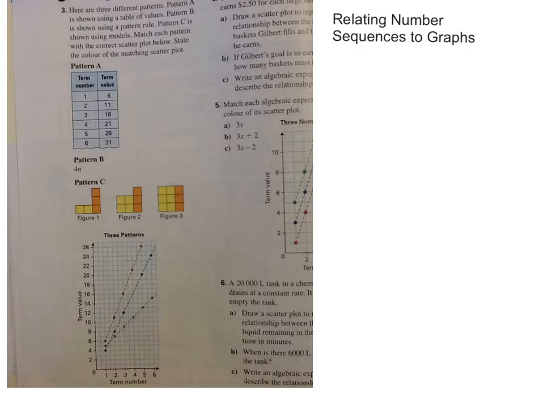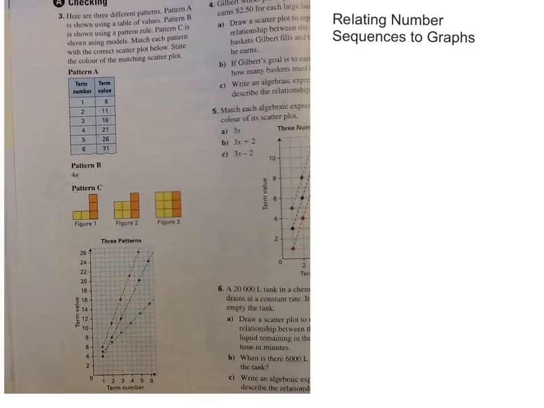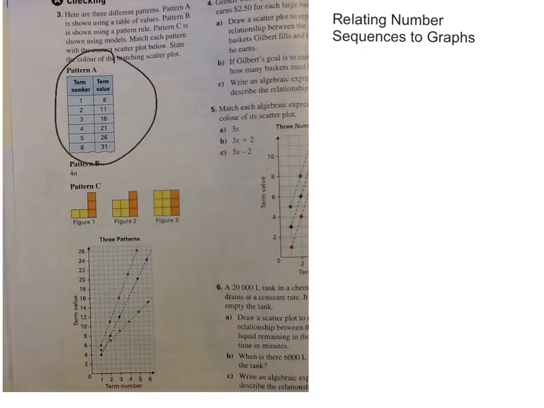So basically what you're going to be doing is putting the algebraic expression into a table of values and using that to plot it on a graph. So you all remember ordered pairs. If you have a table of values, for example, I'll use the one over here. The term number is 1 in this particular case, and the term value is 6. So the first ordered pair for this table of values is 1 and 6.